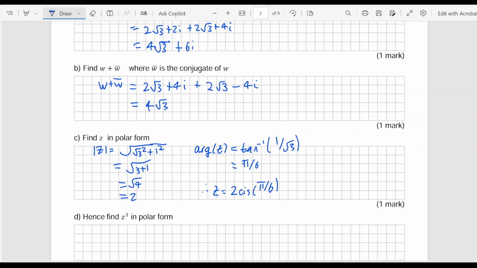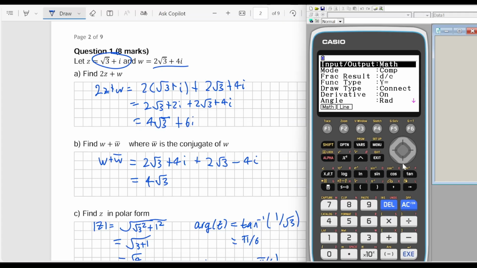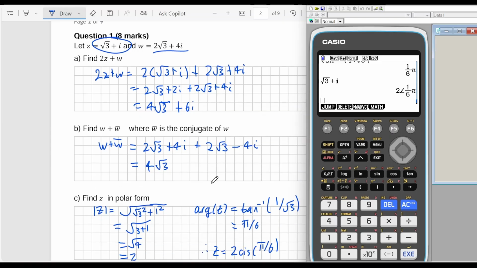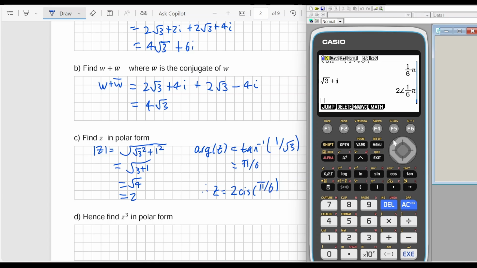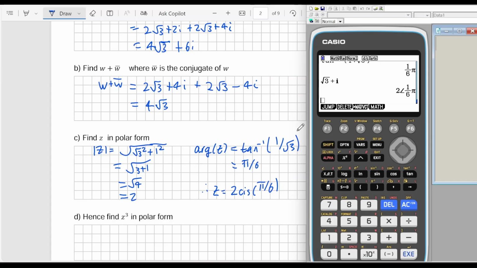Now I want to show you a couple of ways to check this. One way is to go into shift setup, change the imaginary mode to r theta, and you can literally just type root 3 plus i. If you do this, it should spit out what the number is in polar form. 2 is the modulus, and 1 over 6 pi is the argument there. 2 cis pi over 6. I'm going to swap it back to a plus bi mode, and the risk that you take with checking it this way is just in case you forget to swap it back.